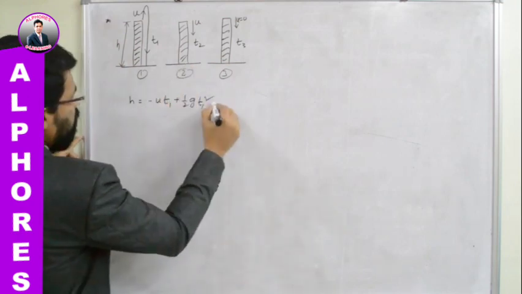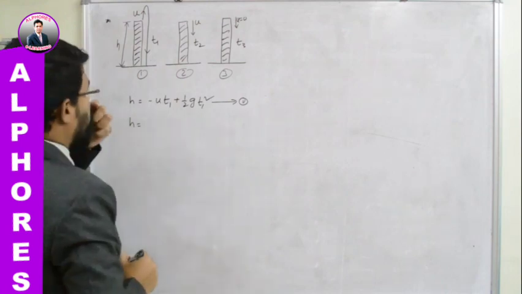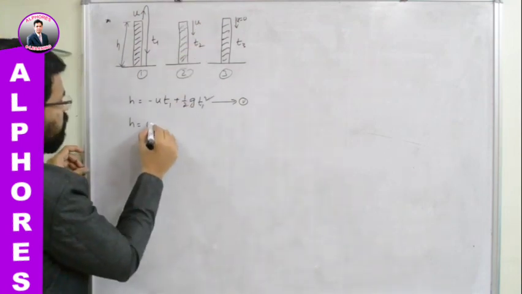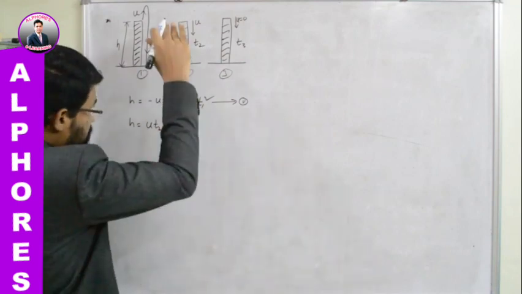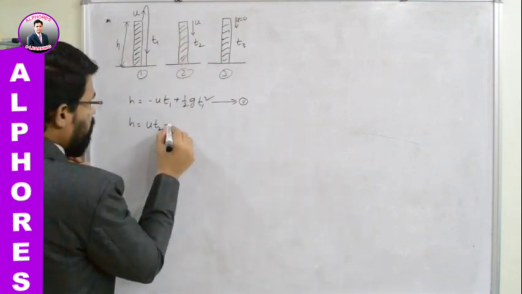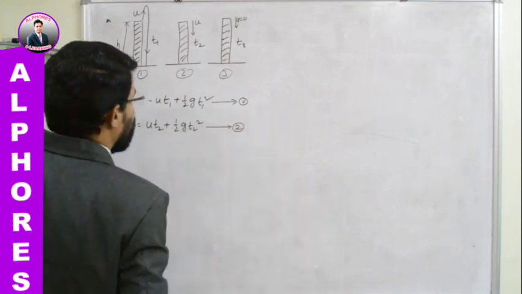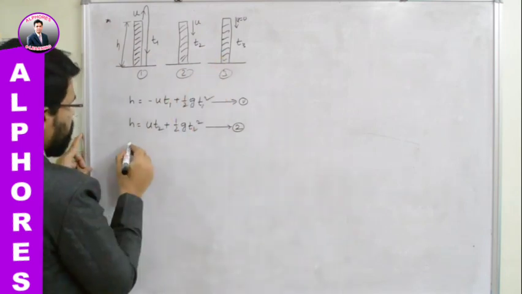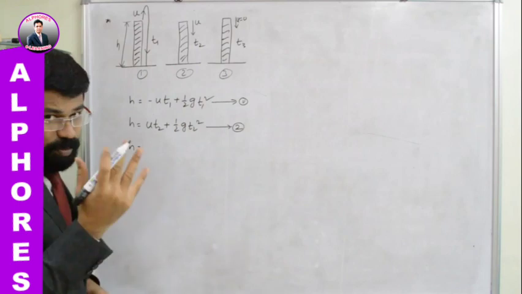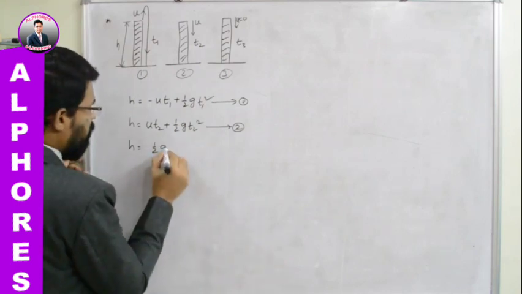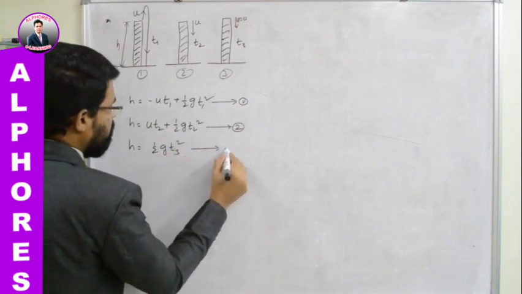Let me take this as equation number 1. For the second situation, h can be written as: what is the velocity with which it is projected in the downward direction? u. In how much time is it reaching the ground? t2. So u into t2, and since it is a downward projection, you will have plus half g t2 square. Let us take it as equation number 2. In the last case, the initial velocity is 0, so the ut term won't be there. You will have simply half g t3 square. Let us take it as equation number 3.